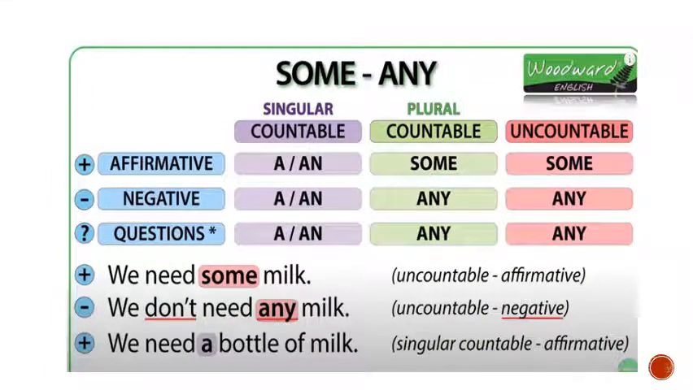Here are examples with an uncountable noun. In our case, milk. We need some milk. So we use some in an affirmative sentence with an uncountable noun, in our case milk. We don't need any milk. We use any in a negative sentence with an uncountable noun. And we can ask, is there any milk in the fridge? It is used any in a question with an uncountable noun.